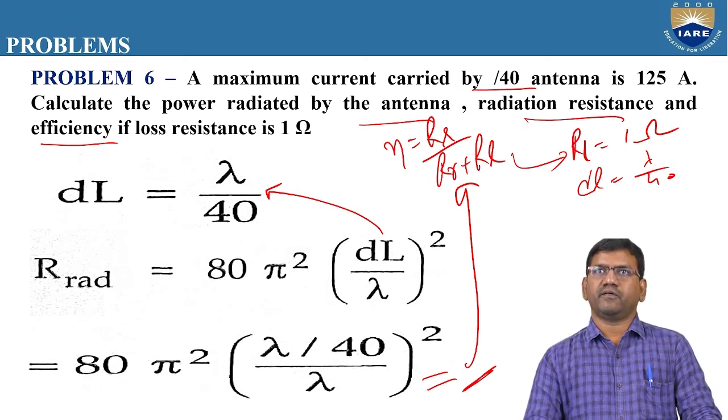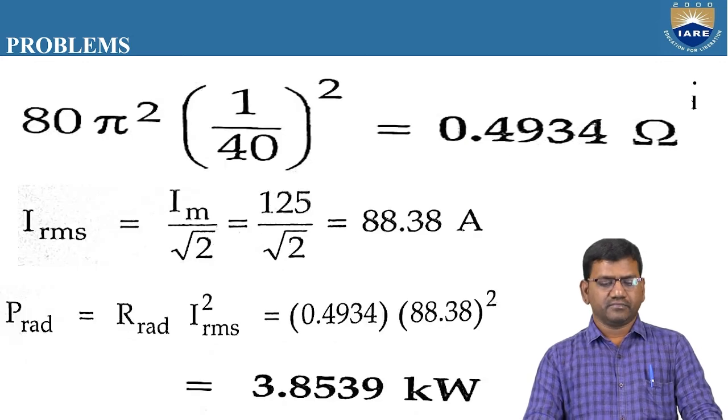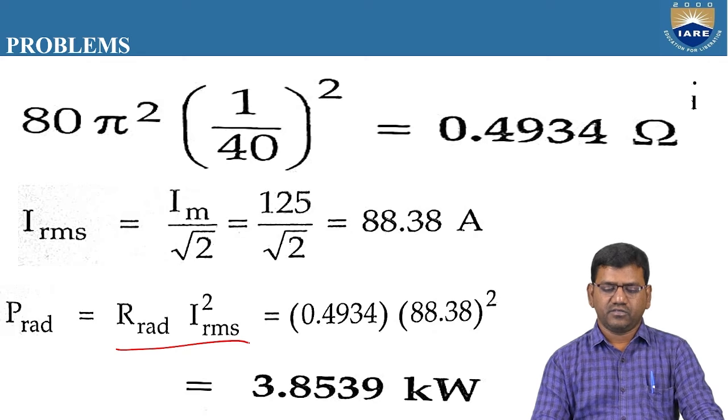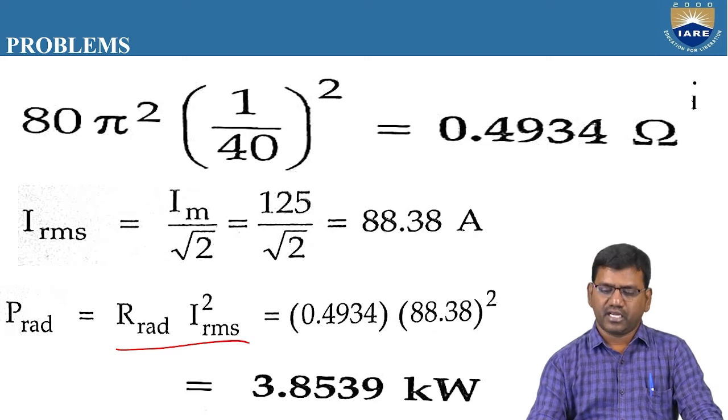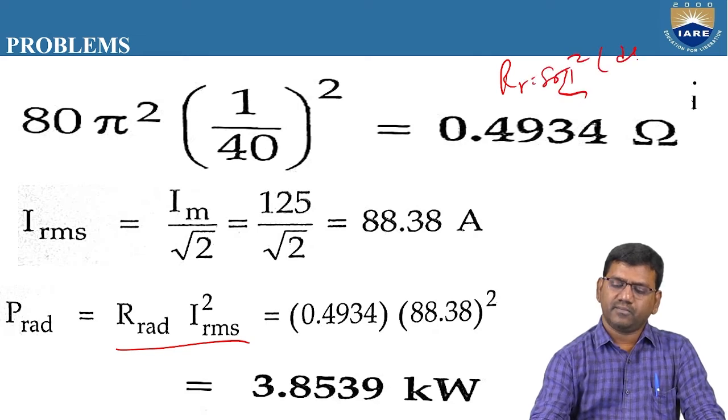And what is the amount of power radiated? You will get P is equal to R rad into I square RMS. So you know that P is equal to radiation resistance into I square RMS. The radiation resistance we have calculated: RR is equal to 80 pi square into dl by lambda whole square.